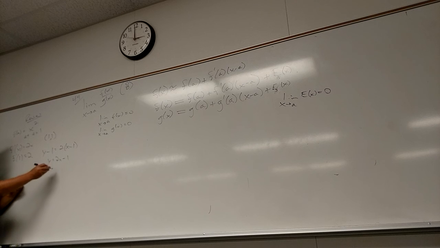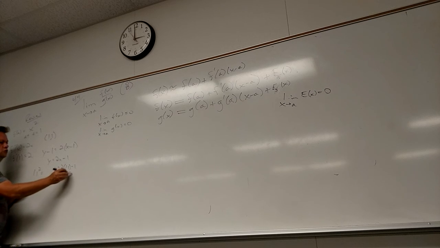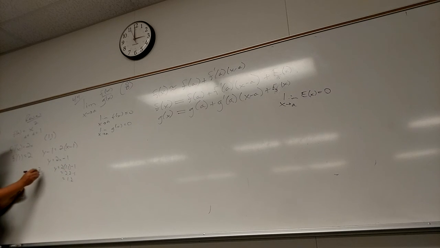1.21. And when I plug a 1.1 in here, 2 times 1.1 minus 1, 2.2 minus 1 is 1.2. Are those close? Yes. And the closer I get to an input of 1, the closer the outputs will be. That was the idea behind the linearization. Okay.